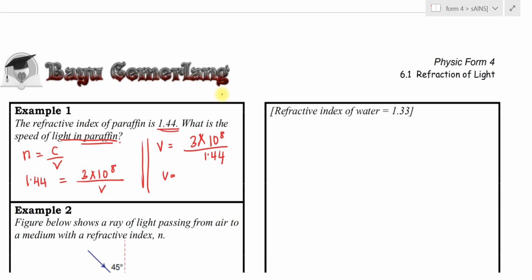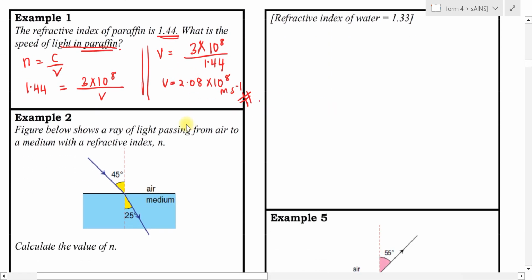2.08 times 10 power of 8. Kamu kena tukar kepada standard form. 2.08 times 10 to the power of 8, 1, 2, 3, 4, 5, 6, 7, 8. Betul? Itu cara kita kira. Okay, next one.